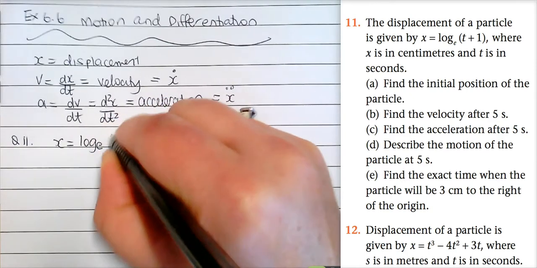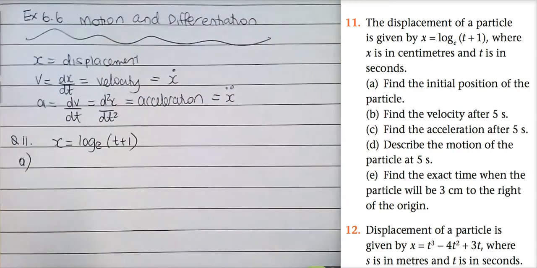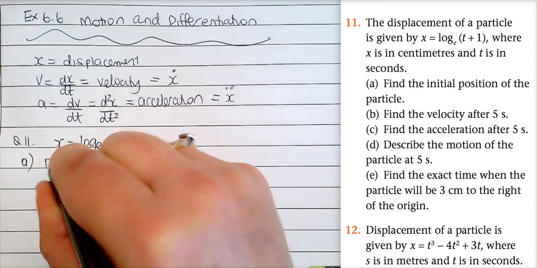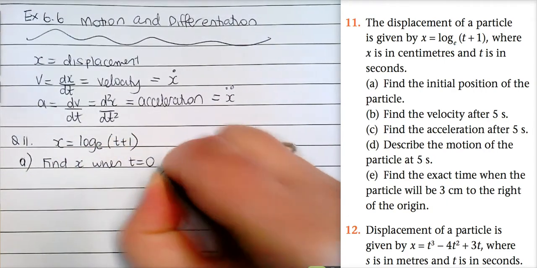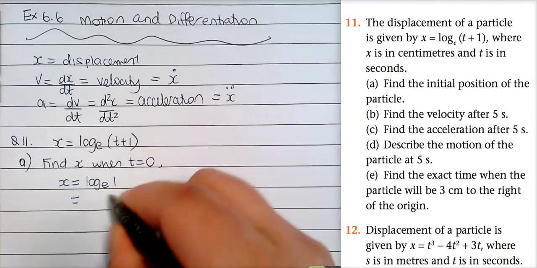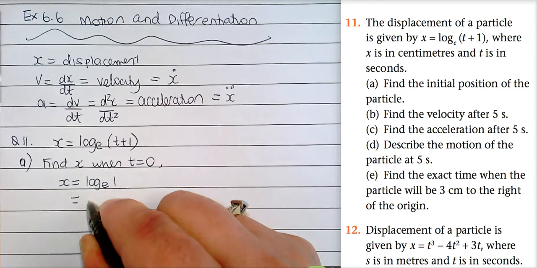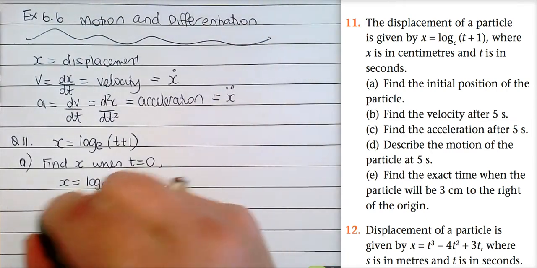So we've got x equals log to the base e of t plus 1. Part A, find the initial position. That's asking you to find x when t is 0. If you can do that, please. Okay, so x equals log to the base e of 0 plus 1, or log to the base e of 1, which is just ln 1, which is 0. So therefore the particle is initially at the origin.